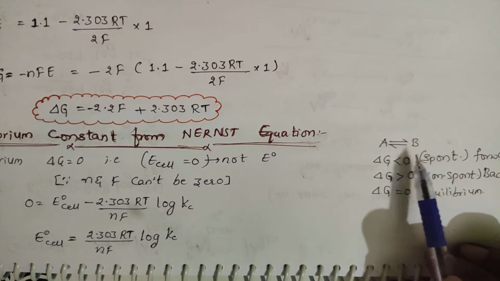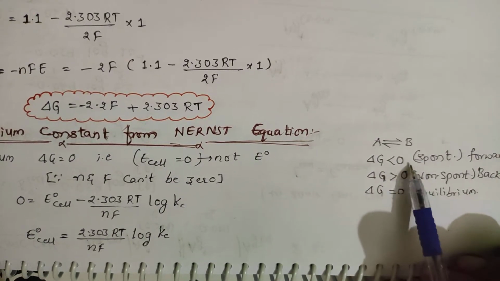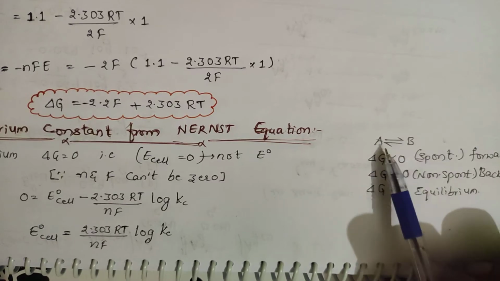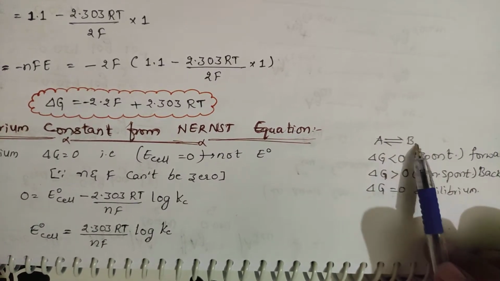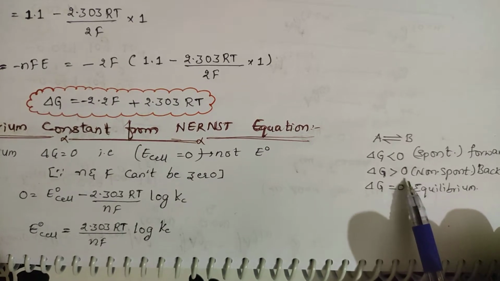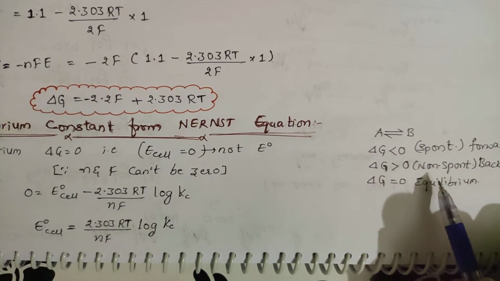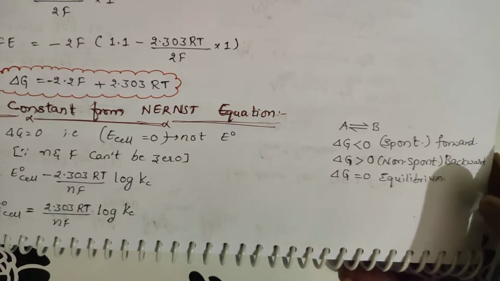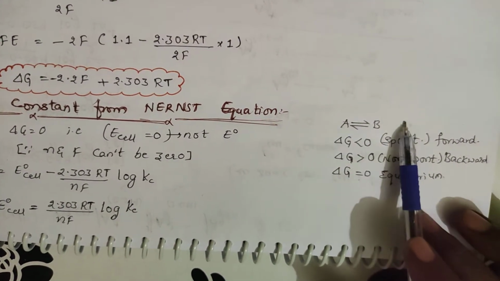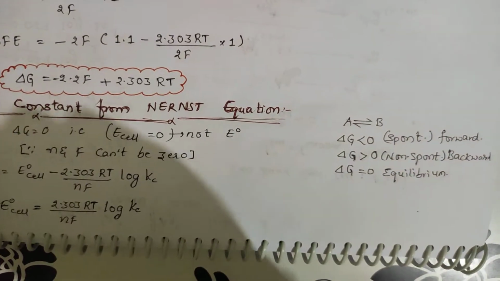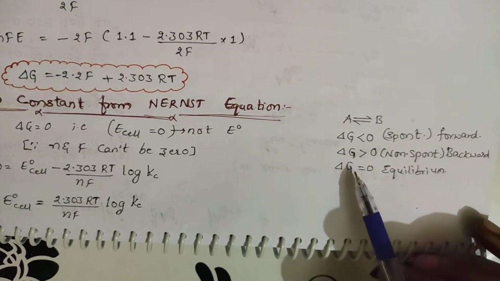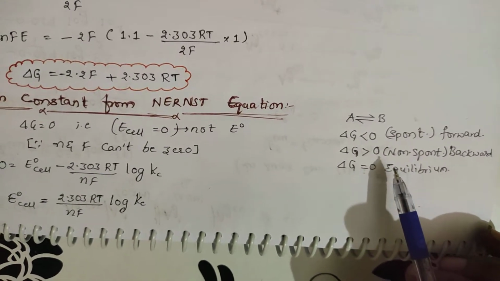So A and B are in equilibrium. If delta G is less than 0, that is a negative value, then it is spontaneous, which means the reaction is moving in the forward direction, that is, A is getting converted to B. If delta G is greater than 0, it is a positive value, so you have non-spontaneous, which means the reaction is moving in the backward direction. See, spontaneous means the reaction should occur in the forward direction, A getting converted to B.